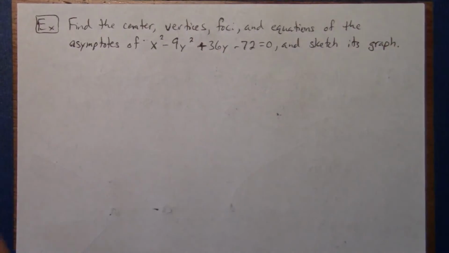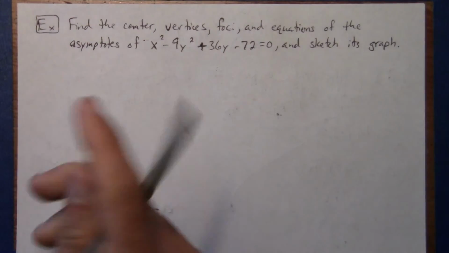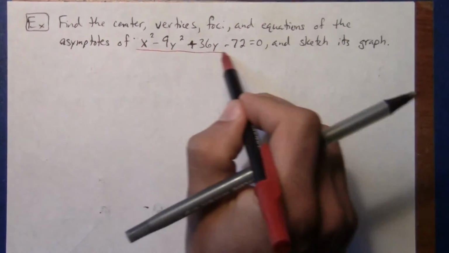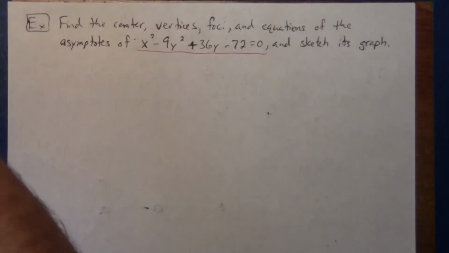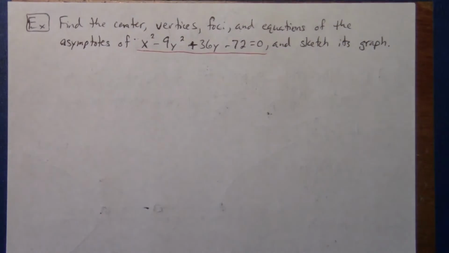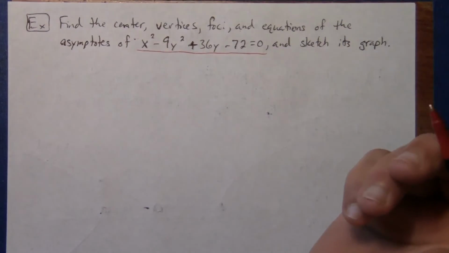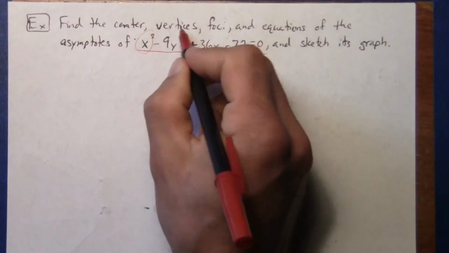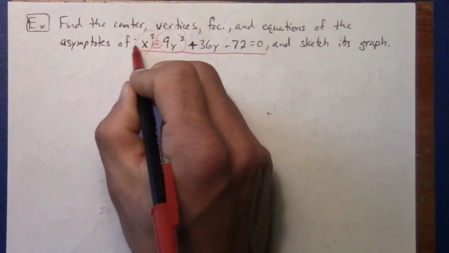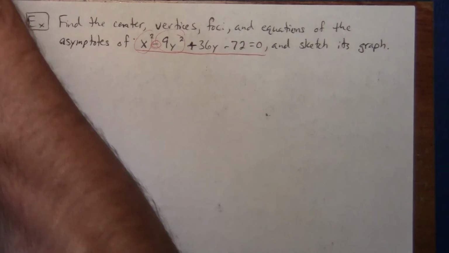Alright, same problem, just a little bit different information. Of course, the first thing you should look at is, well, it's definitely not in standard form. I don't see any parentheses squared. It doesn't equal 1, and so on. Identifying that it actually is a hyperbola: squared terms, one of them is negative. Now I know it's a hyperbola.